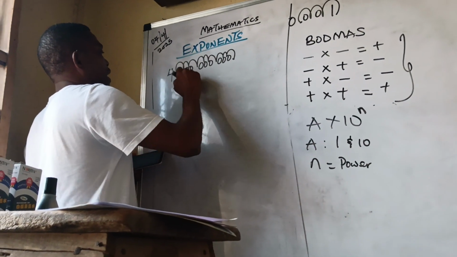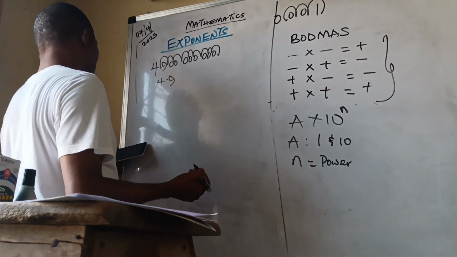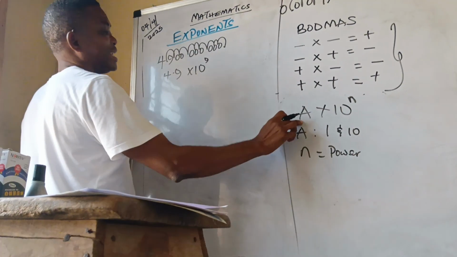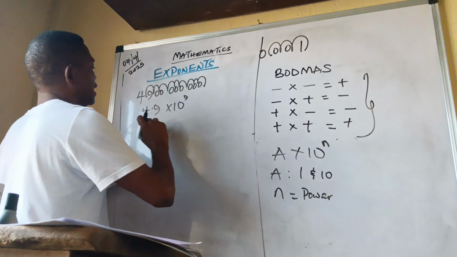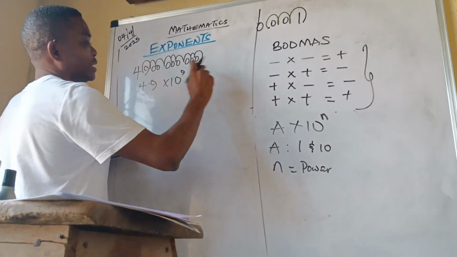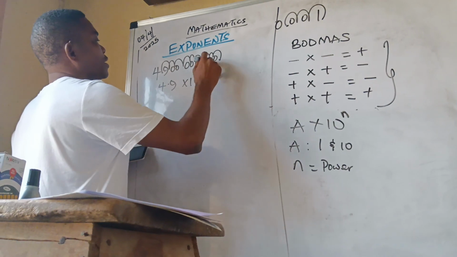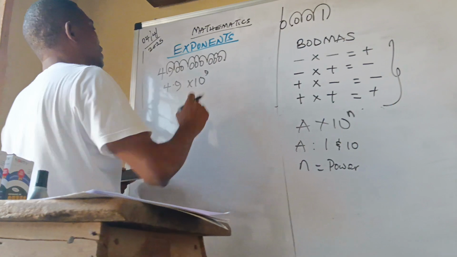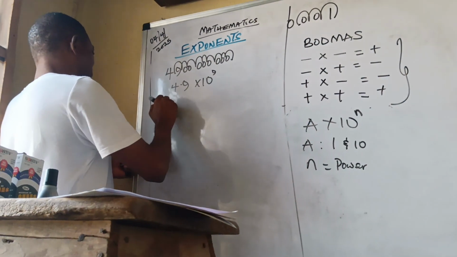So I have 4.9. How many times have we moved the decimal? Move the decimal 9 times. Times 10 raised to the power 9. So that is the expression here. We said a must be between 1 and 10. 4.9 is between 1 and 10. Then n is the power. The number of times you move the decimal is the power. So this is scientific. We have been able to represent from an ordinary number or ordinary form to a standard form or scientific notation.